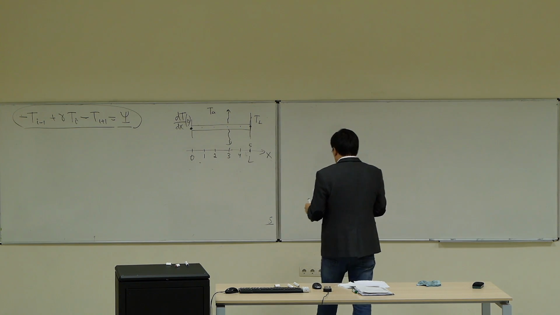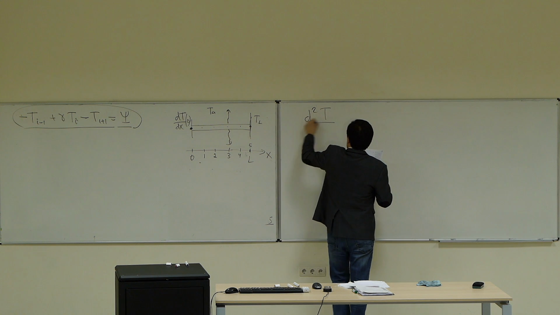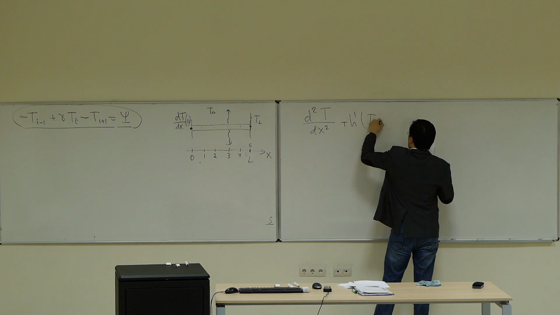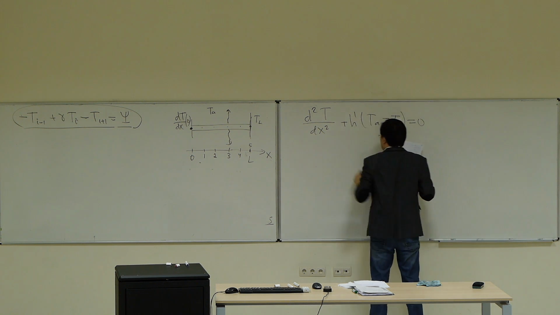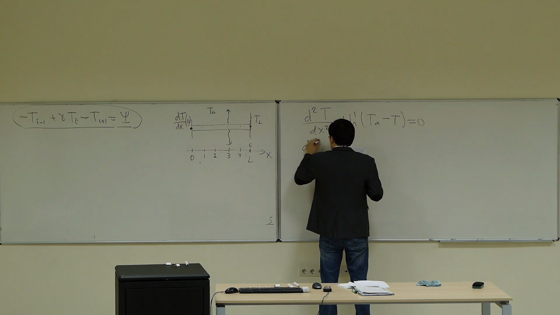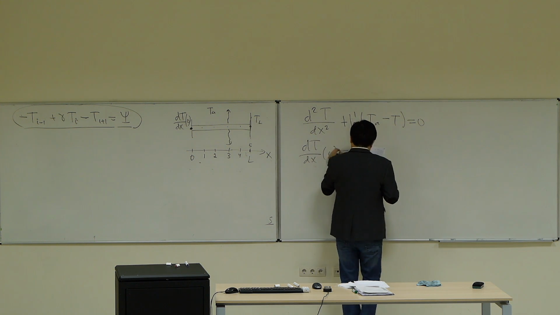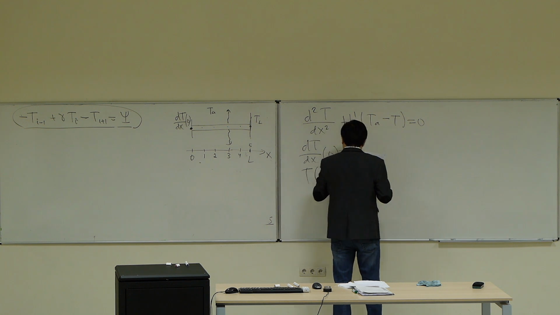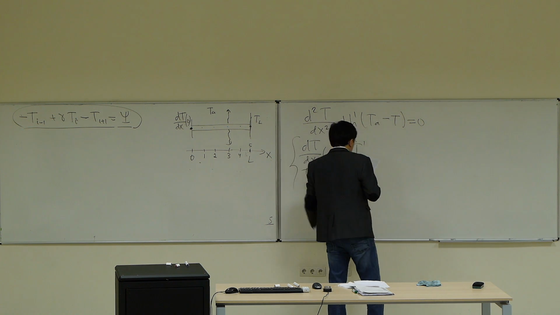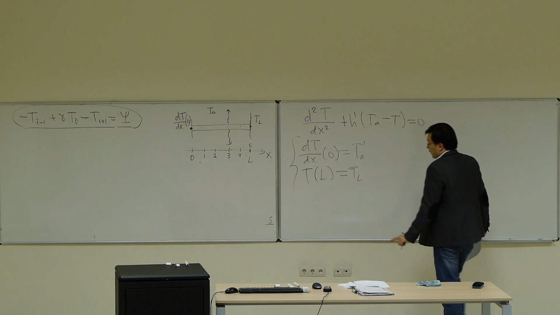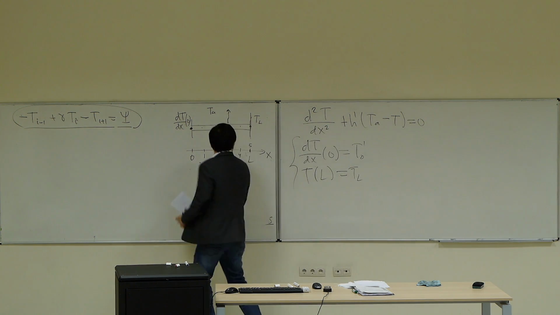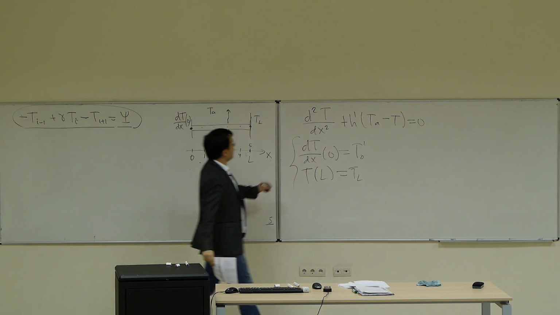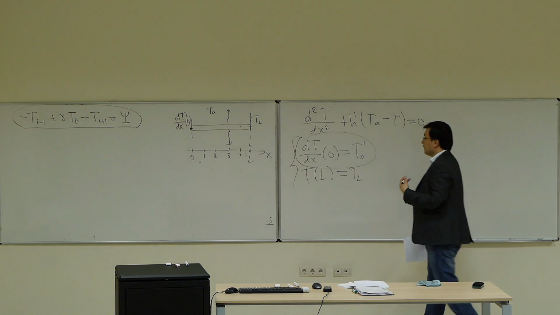All right, so again, I have to solve this equation. Second derivative of t with respect to x plus h prime ta minus t equal to 0. I have the following boundary conditions. dt dx at point 0, I call it t0 prime. And I have t at point L, I call it TL. How can I solve this condition? All right, so again, I need to discretize this equation at discrete points, and I get this equation. That's fine. So the next thing I need to do, I have to discretize this boundary condition.